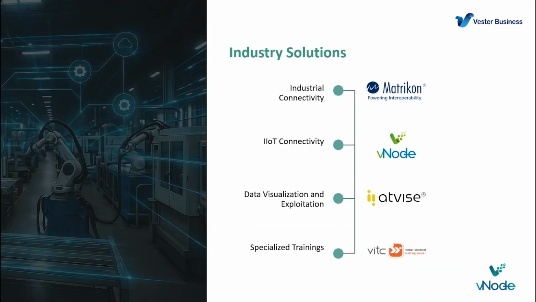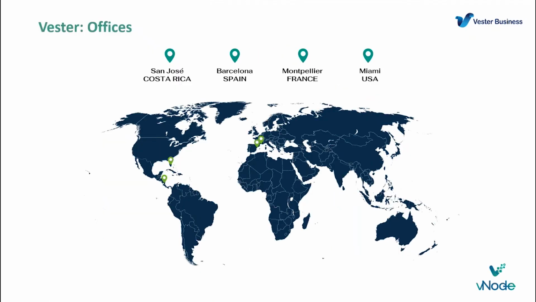We are a company called Vector Business right now that involves a couple of different solutions, including Matrix and OPC, vNode Automation, Advice, and Vector Industrial Training Center. Those solutions we provide worldwide. We are located in really strategic locations. The first one is in Spain, in Barcelona. The second one is in Costa Rica, Central America. And then we have another office in France and the United States.